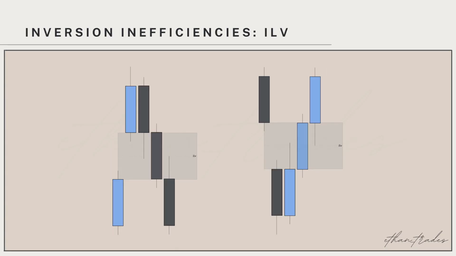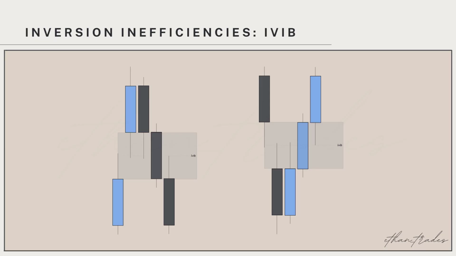The next type of inversion inefficiency is the inversion liquidity void. Once again, just as with any inversion PD array, an inversion liquidity void is created when a candle closes beyond it, invalidating it. And so, for example, on the left, if you have a bullish liquidity void, once price closes below it, then it becomes a bearish inversion liquidity void. Vice versa, if you have a bearish liquidity void, once price closes above it, then it becomes a bullish inversion liquidity void. And so that's delineated on the right side here.